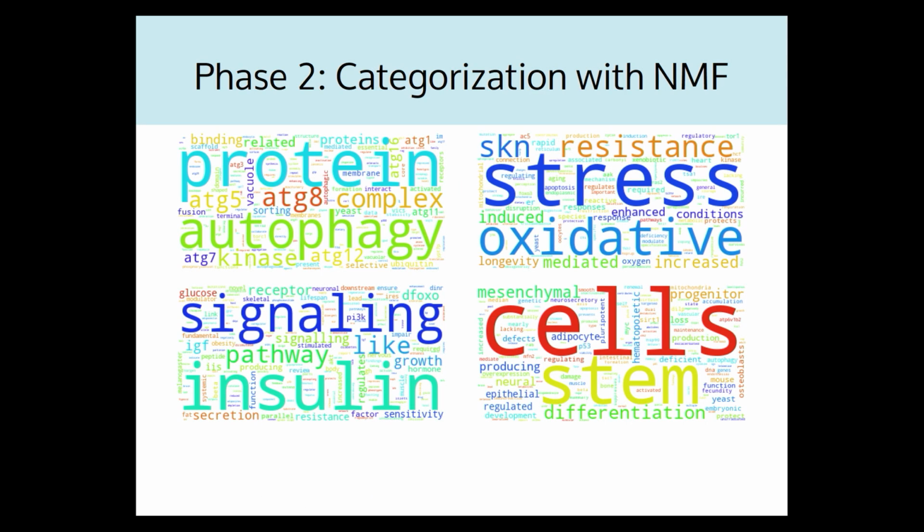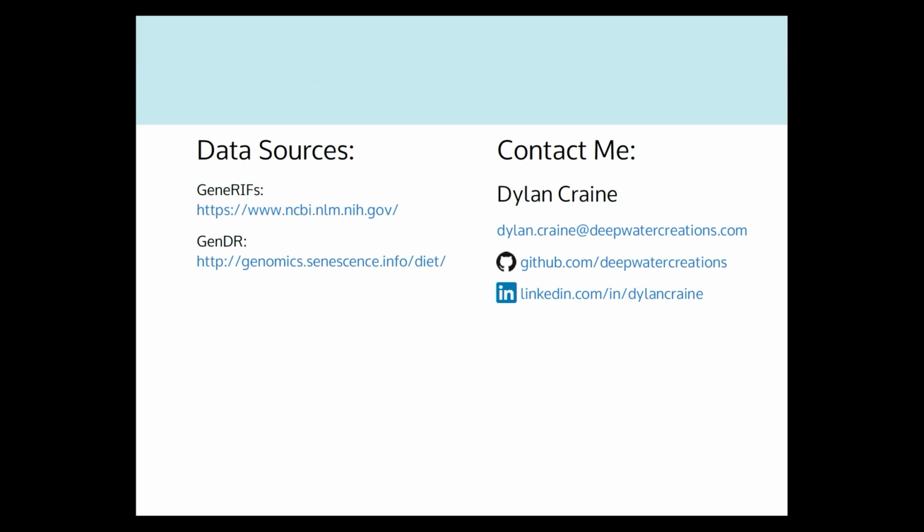And for the second part of my project, I did some non-negative matrix factorization, and I got some good categories here on the GeneDR, specifically GeneRIFs. Here's one on oxidative stress. Here's one on stem cells. So, that is my project. I would love to answer any questions.